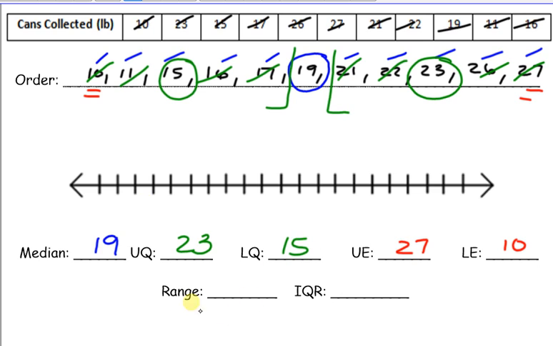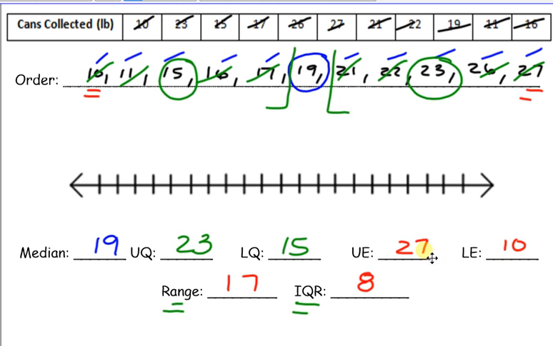Now before I graph, I need to find my range and my IQR, which is my interquartile range. So what is my range? That's the biggest minus the smallest, 27 minus 10, 17. My interquartile range is my upper quartile minus my lower quartile. 23 minus 15 is 8. Now I need to just go ahead and label my number line and graph my information.